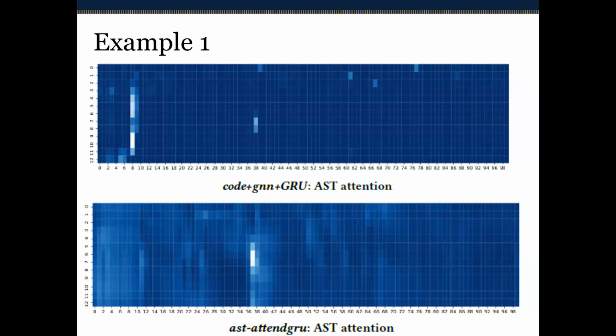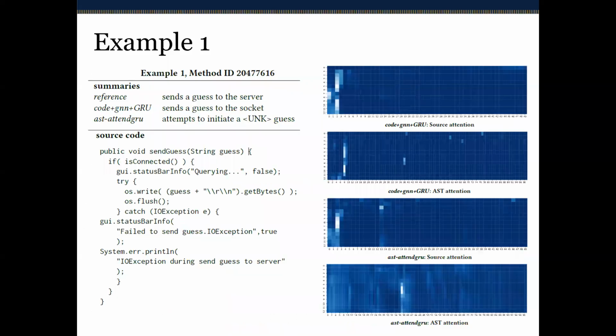Another observation from this example is that generally, the AST attend-GRU model activates more on the AST sequence than it does on the source code sequence, while CodeGNN-GRU activates similarly on both attentions and focuses more on specific tokens. This could be due to the graph layers learning more specific structure information from the AST. We also found that when the CodeGNN-GRU model source and AST attention focused on the same or similar tokens, it overwhelmingly would select that token as the next predicted token in the comment sequence. This is likely working as a form of copy mechanism, allowing the model to select tokens directly from the source code or AST.